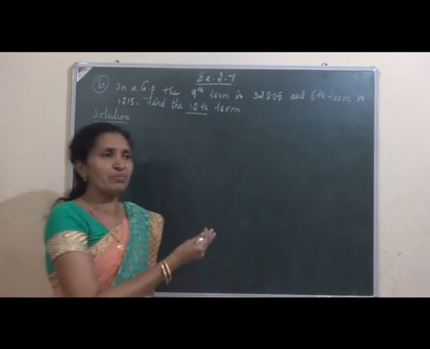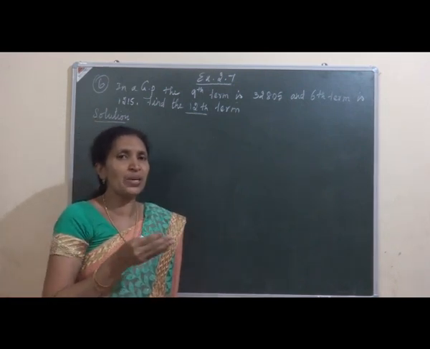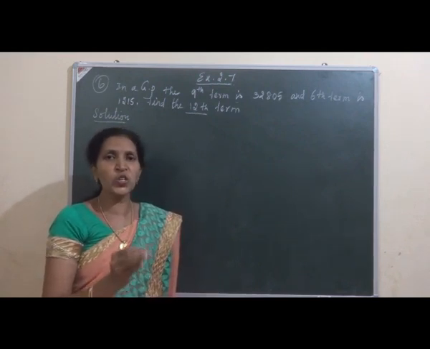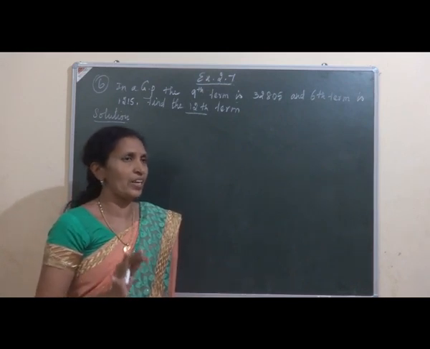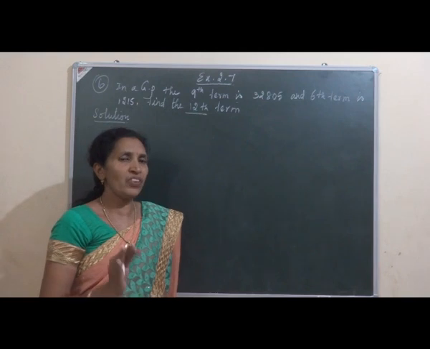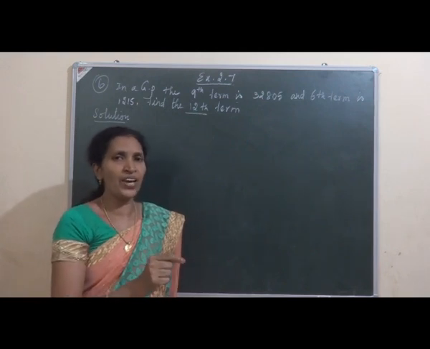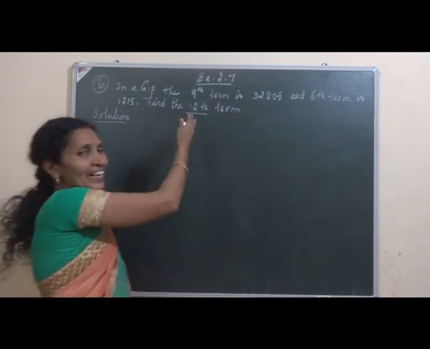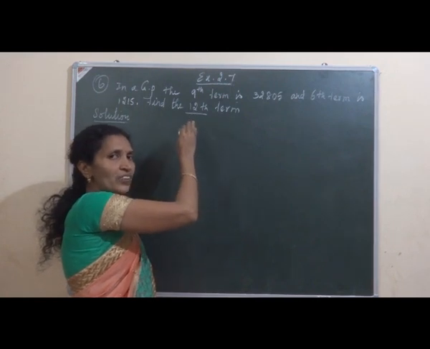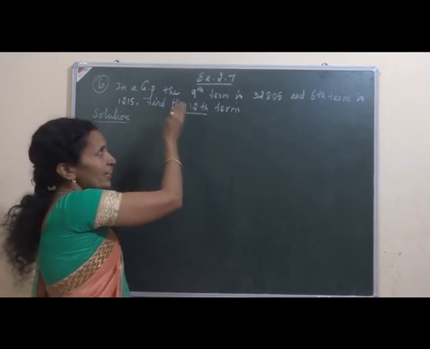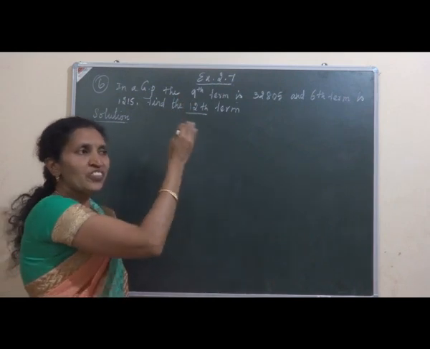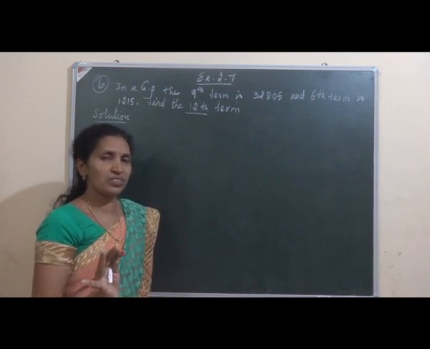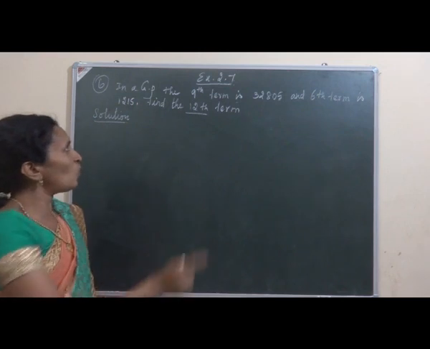For the 12th term, first of all you have to remember the formula. Which formula should we apply here? Tn equal to a into r power n minus 1. That is the final formula. For that we need the value of a and the value of r, right? But here they didn't give directly the value of a and r. They gave only the 9th term and the 6th term. From there we have to find the value of a and r. Clear, students? Okay. Now what have they given?